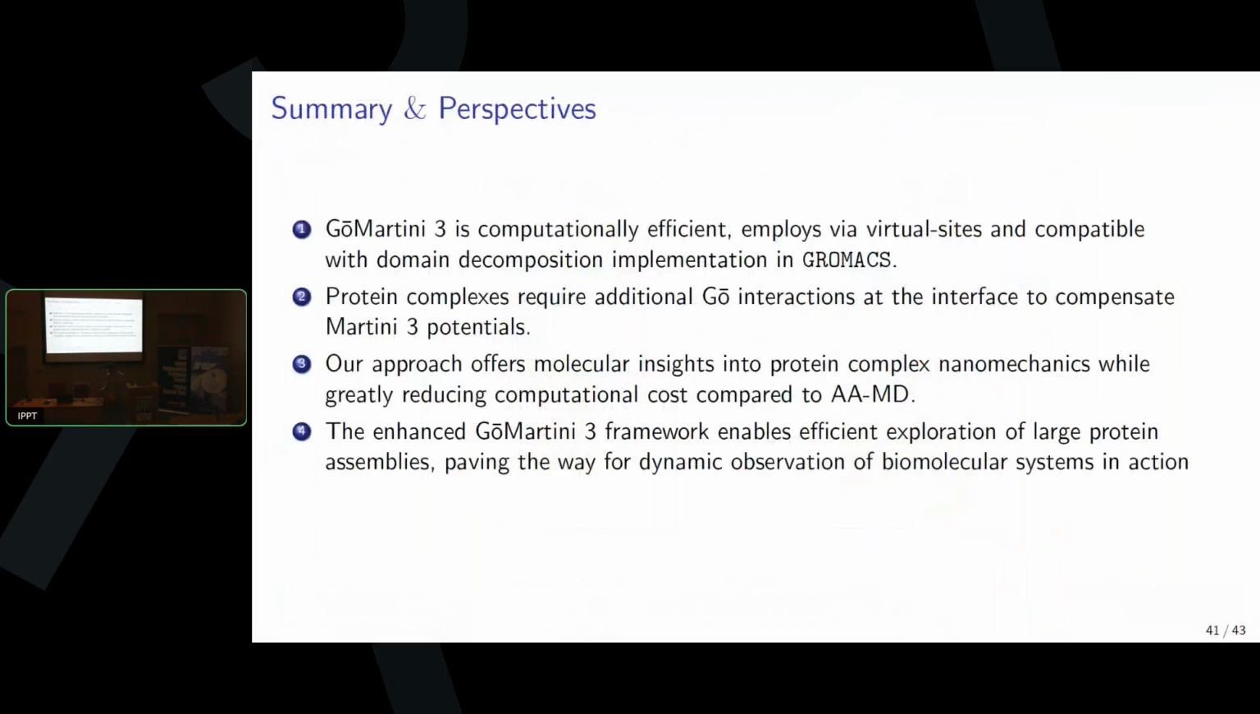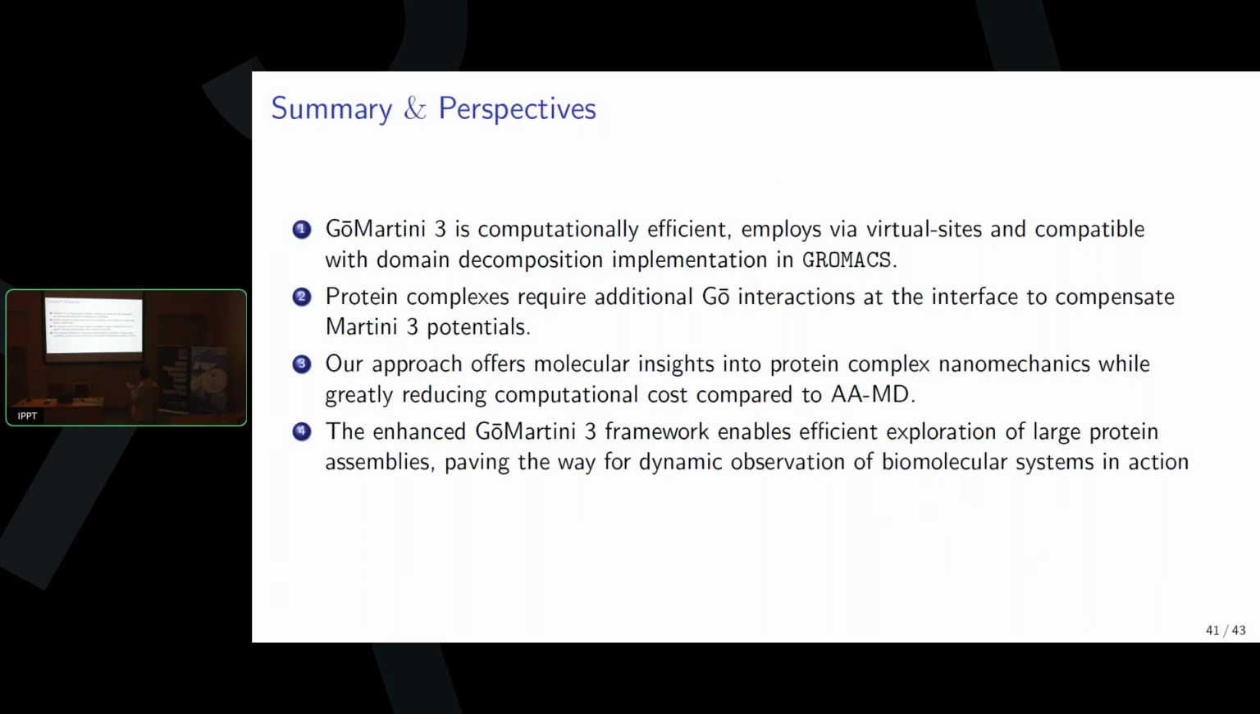Okay, just to conclude, I showed that GōMartini 3 is a method developed over several years. The community is not seated here, but a lot of people helped to not only parameterize but also integrate the same ideas into the Martinize 2 platform, which is a more versatile tool that can be used by any person in GROMACS. Protein complexes, at the moment, require the presence of Gō interactions at the interface of proteins in order to describe not only the dynamics, but also the nanomechanics of those systems.